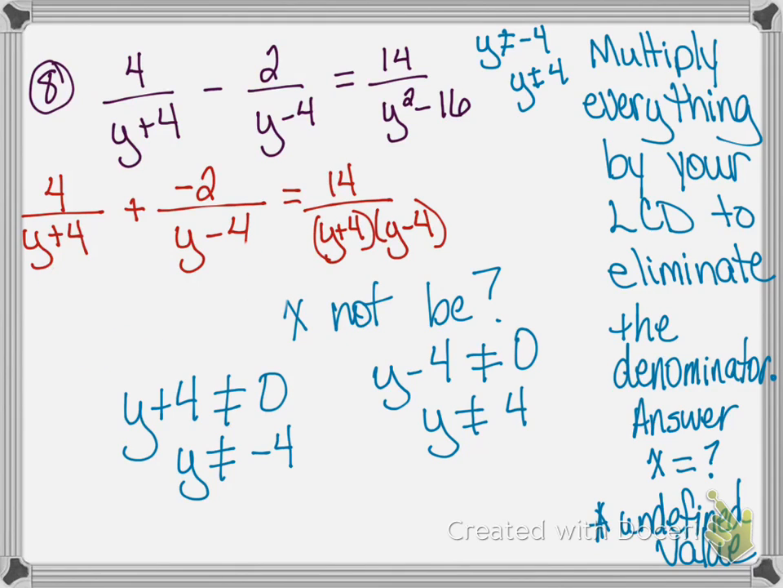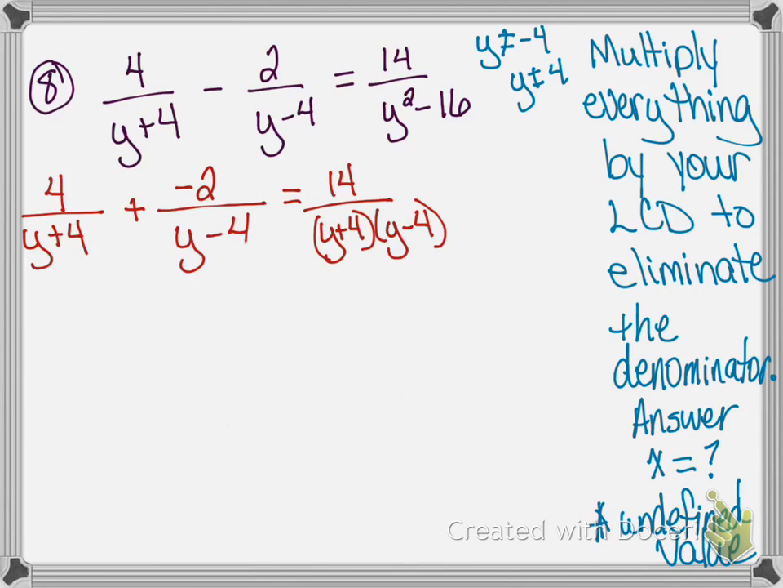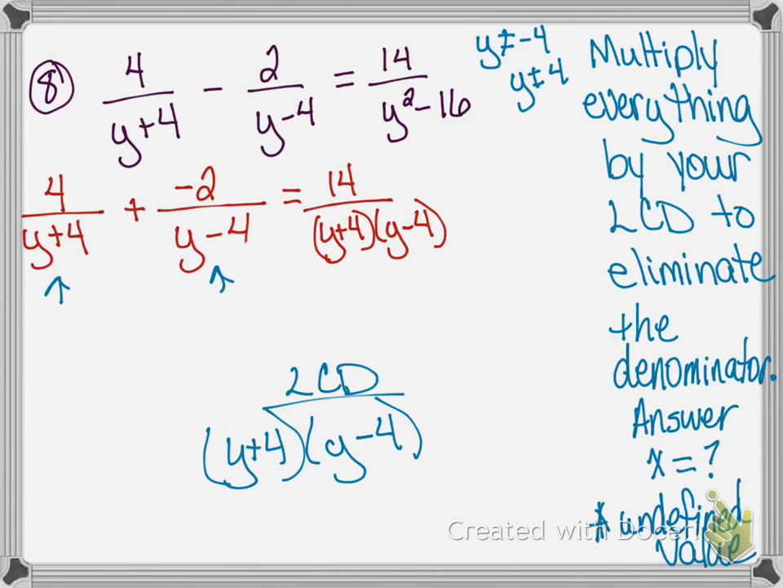What's my LCD? Here, I've got a y plus 4. So that's going to be part of my LCD. Here, I've got a y minus 4. That's going to be part of my LCD. Here, I've got a y plus 4 and a y minus 4. Is that already accounted for? Yes. So I don't need to do another one.